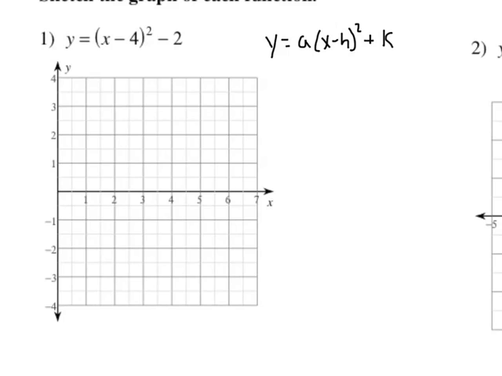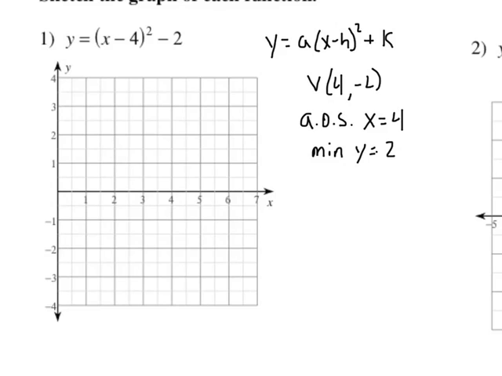H and k gave us our vertex. It's exactly, our vertex is located at (4, -2). So that means that our axis of symmetry is the line x equals 4. Also, does this parabola open up or down? Up, because a is positive. So that means we have a minimum value of -2. They didn't ask for that information, but just to have practice as far as finding it, all of that information comes from the vertex.